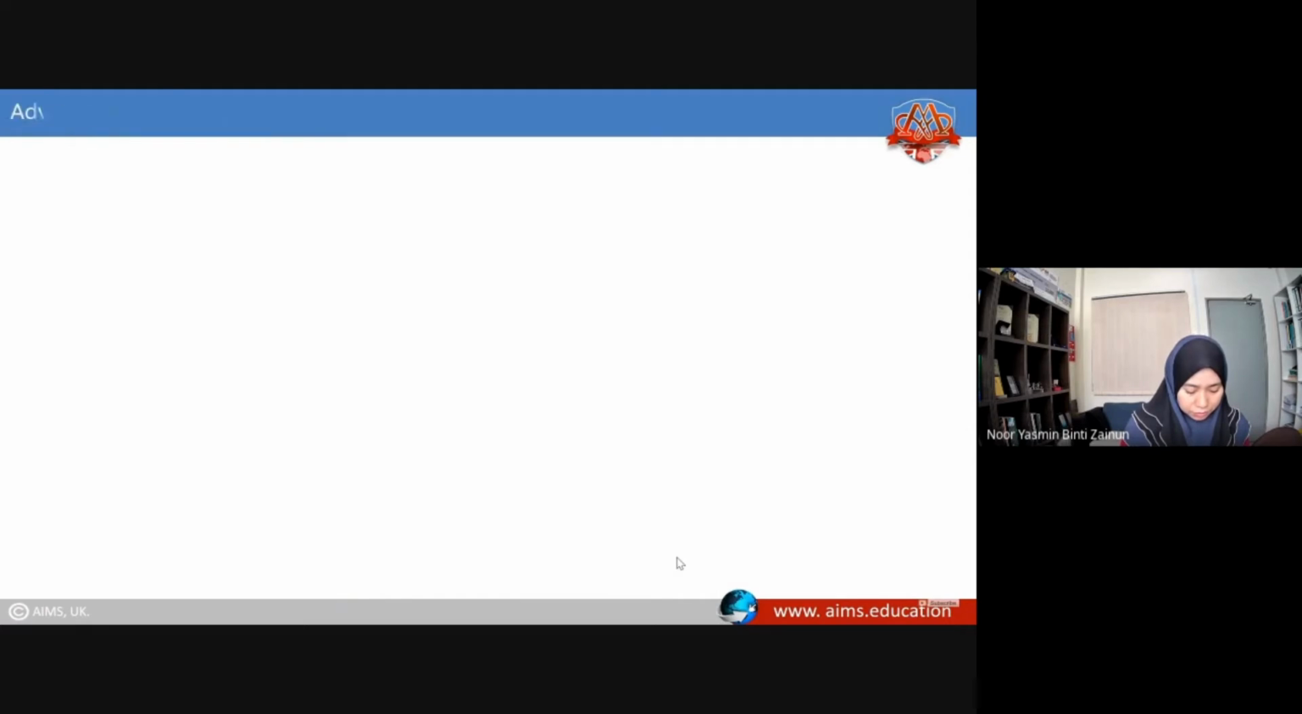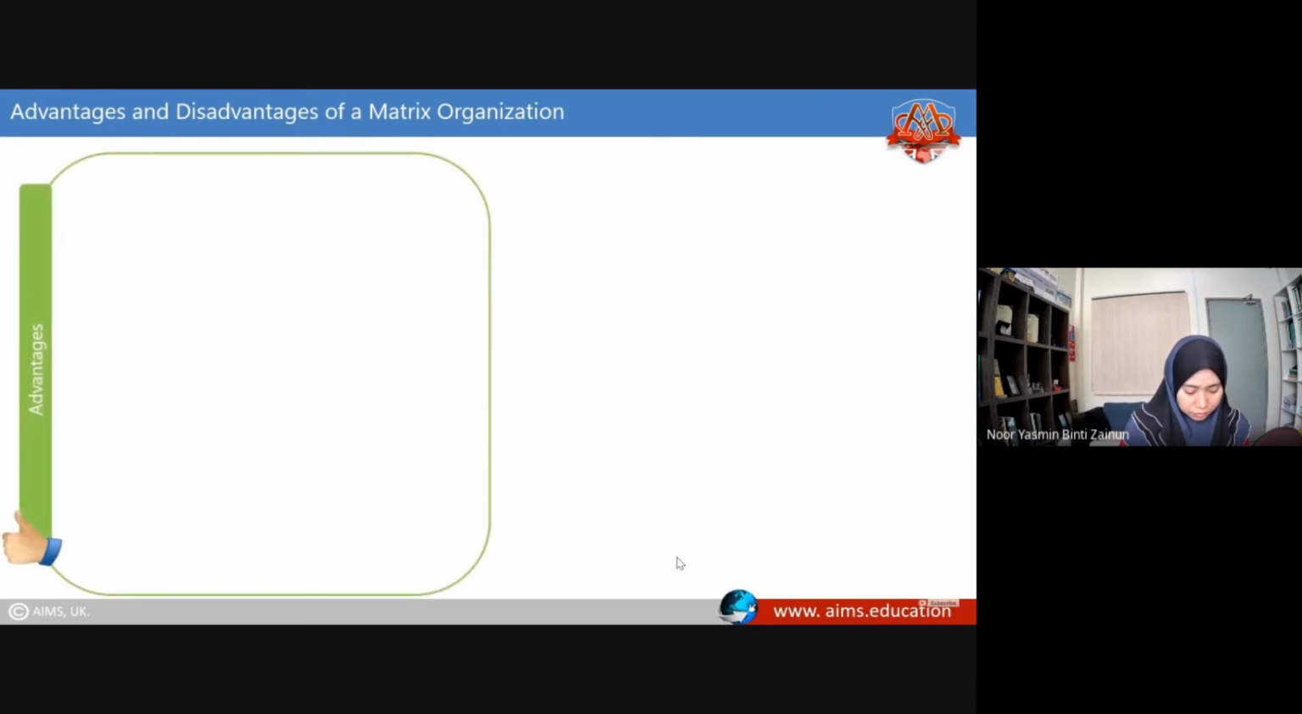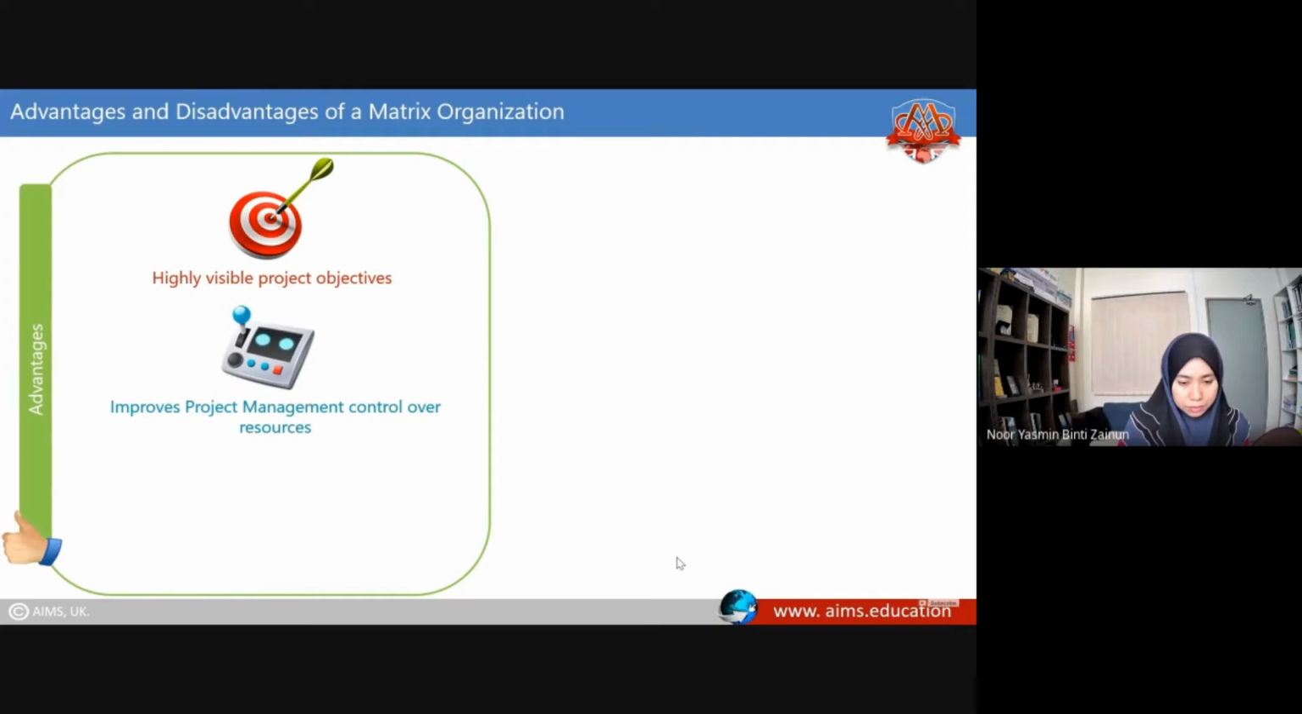Following are the advantages and disadvantages of the matrix organization structures. Advantages of matrix organization are as follows. It has highly visible project objectives. It improves project management control over resources. It has more support from functional areas.